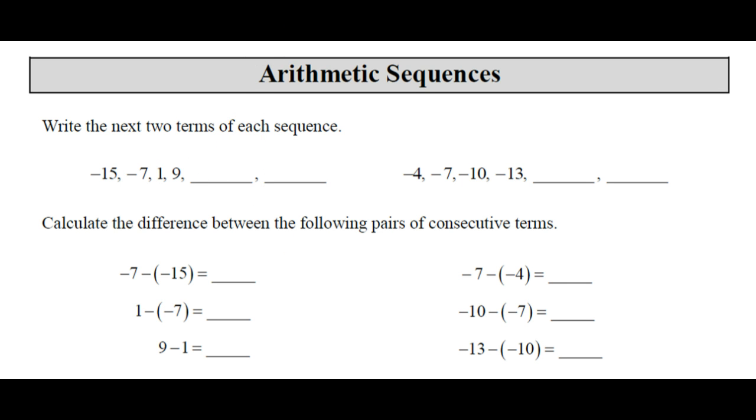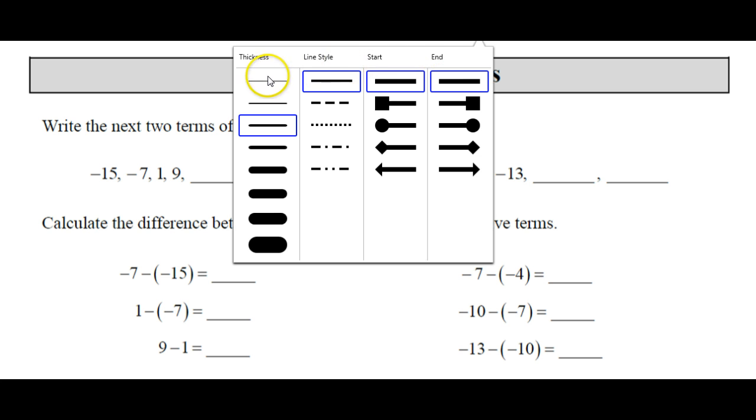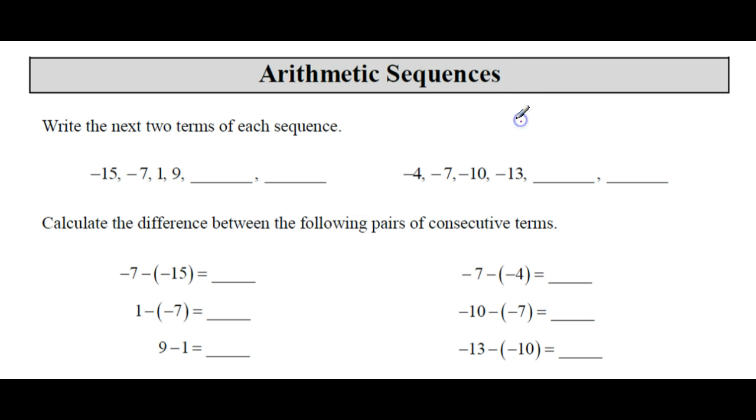Let's go with making this a pen. All right, I think we're ready now. So 17 and 25. It's been a while since I've written on a tablet. -4, looks like I'm subtracting 3 each time, so -16, -19.